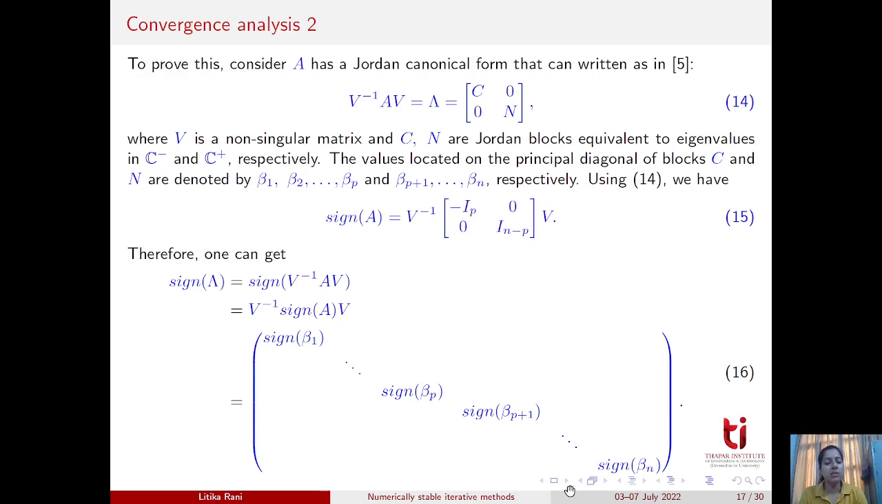So to prove this, consider A has a Jordan canonical form as given in equation 14, such that V is a non-singular matrix. C and N are Jordan blocks equivalent to eigenvalues in this. The values located on the principal diagonal of blocks C and N are denoted by beta_i. And using 14, we have expressions 15 and 16.